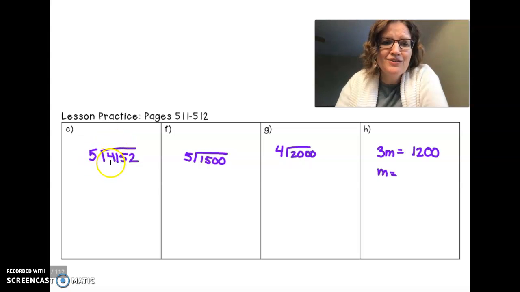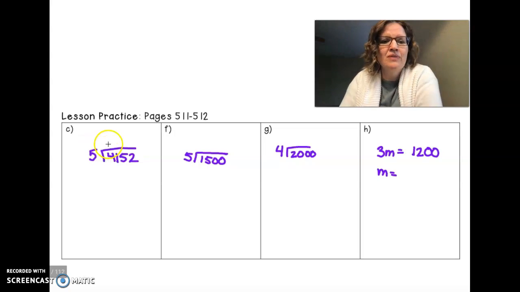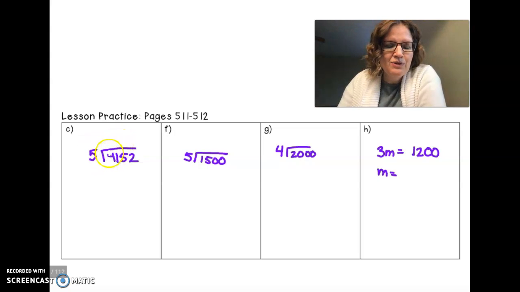Our first one is 4,152 divided by 5. This is C, and it can be found on page 511. First off, I know that 5 can be divided by 41 8 times. 8 times 5 is 40.